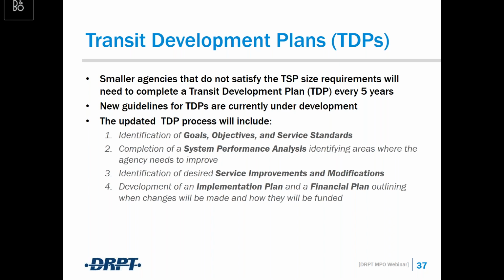The TDP update process will include the following four items: the identification of goals, objectives, and service standards; the completion of a system performance analysis, which is a scaled back version of the TSP requirements; followed by the identification of desired service improvements and modifications; and then the development of an implementation plan and a financial plan that shows when those changes will be made and, again, how they will be funded.